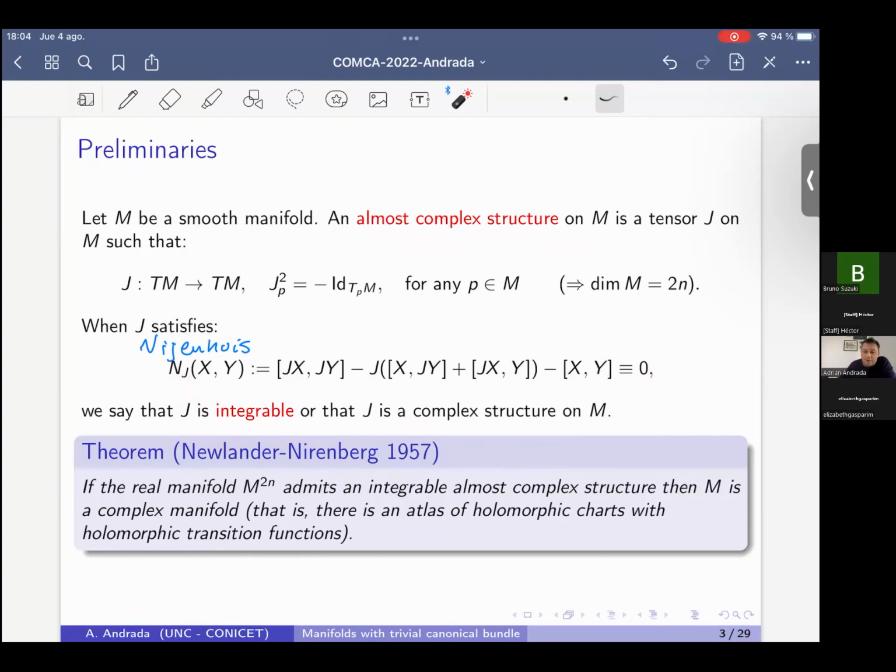Why is this important? Why is this called this way? Because of the famous Newlander-Nirenberg theorem, which states the following: if a real manifold of even dimension admits an integrable almost complex structure, then M is a complex manifold. That is, there is an atlas of holomorphic charts with holomorphic transition functions. So a complex manifold is the same as a real manifold equipped with one of these integrable almost complex structures. So we can work either with the holomorphic charts or with the real charts plus this tensor.